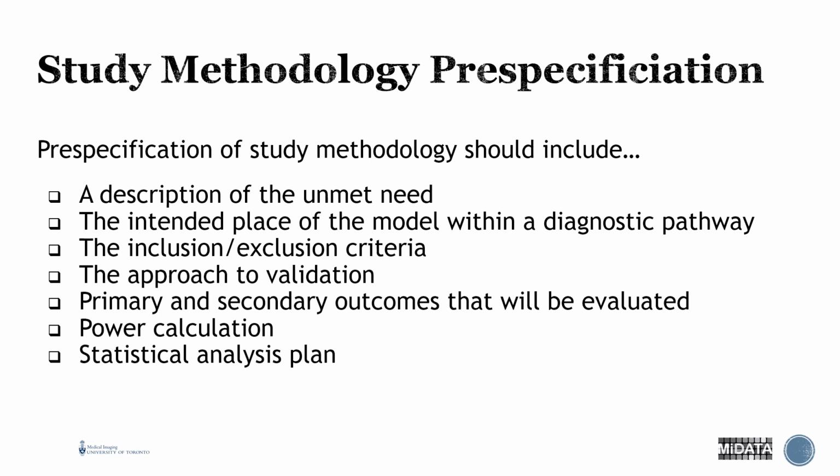So a first important criteria is going to be pre-specifying the study methodology. And when you do so, you should include, of course, a description of the unmet need that you're addressing, the intended place of the model within a diagnostic pathway, the inclusion-exclusion criteria of the study, of course, the approach to how you will validate your algorithm, the primary and secondary outcomes that will be evaluated, the power calculation, of course, and the statistical analysis plan. So a lot of it is criteria that you are accustomed to, but there are a few additional ones that you need to be aware of.